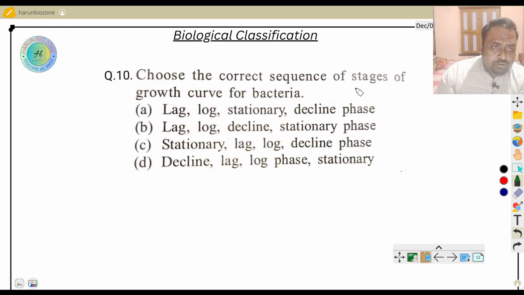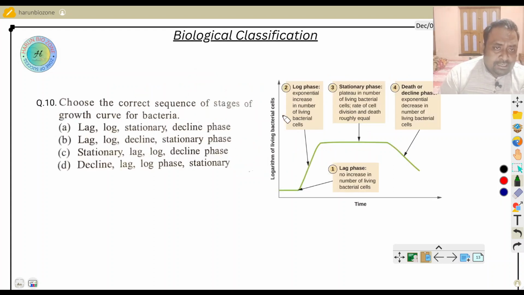Choose the correct sequence of stages of the growth curve of bacteria. For bacteria, first this one is right: lag phase, log phase, decline phase, stationary phase. Let me explain with this diagram. Here, these are the phases of bacterial growth.